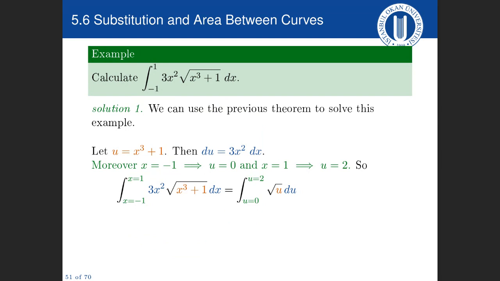And then we've changed our difficult integral into an easy integral. All we need to do is to calculate the integral between 0 and 2 of the square root of u du. An antiderivative of the square root of u is 2/3 u to the power 3 over 2. We need to calculate this at 2 and at 0.